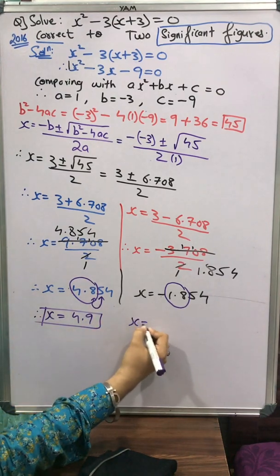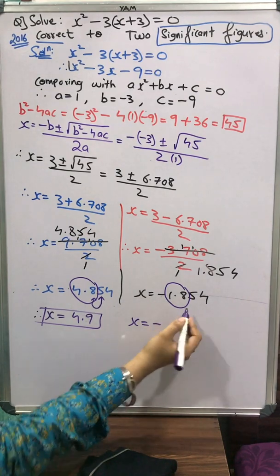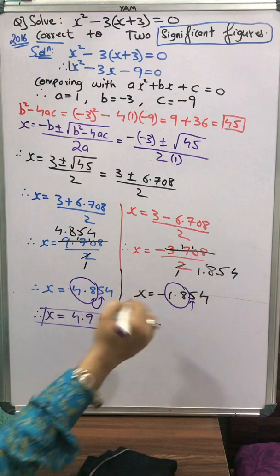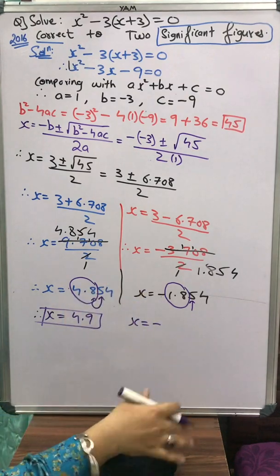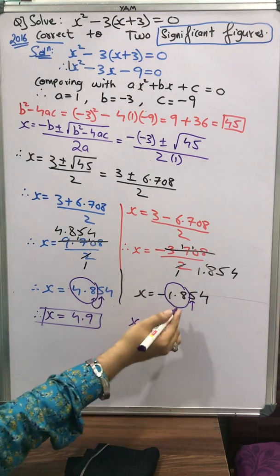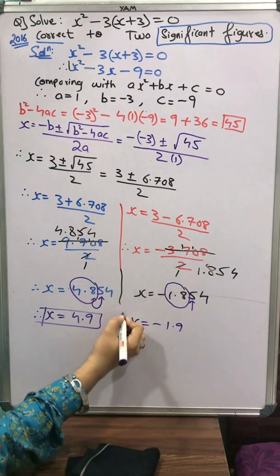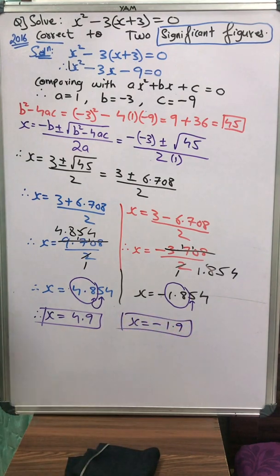Similarly here, x will be minus 1.8. Now, the digit we are ignoring is 5 or more than 5. So we will add 1 to the digit preceding it. So 8 plus 1 is 9. So this will be minus 1.9. So our two answers are x is equal to 4.9 and x equals minus 1.9.